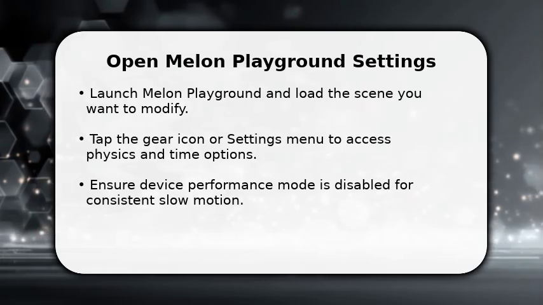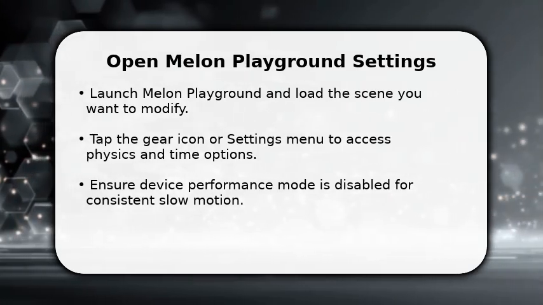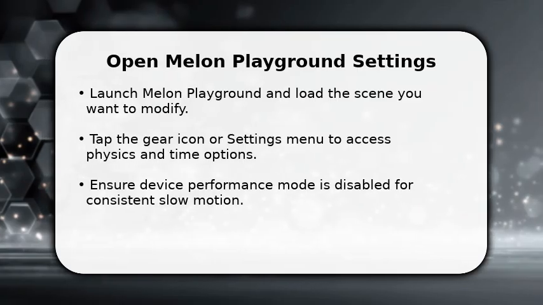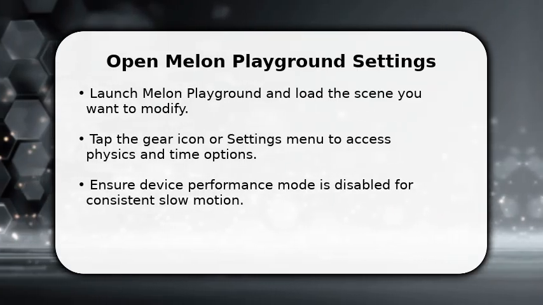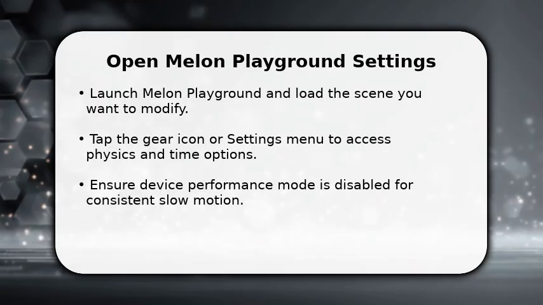Enjoy the video. You start by opening Melon Playground and loading the scene that needs slow motion. Once loaded, tap the gear icon to open settings so you can change time behavior immediately.